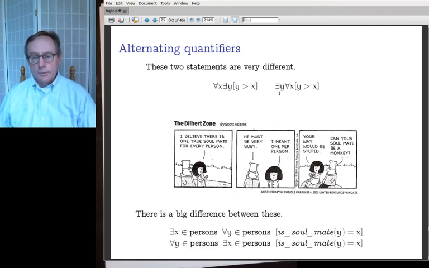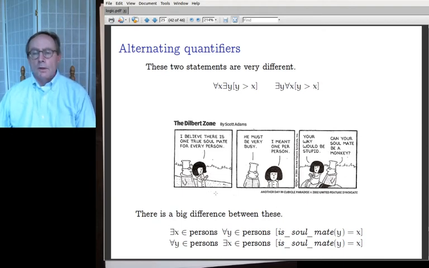Here's a cartoon that says the same thing in a somewhat more amusing way. I hope you can read it. So this is Dilbert and his girlfriend. I think that's his girlfriend. I don't actually read the cartoon very often. I believe she says there is one true soulmate for every person. He says he must be very busy. She says, I meant one per person. She says, your way would be stupid. And he says, can your soulmate be a monkey?